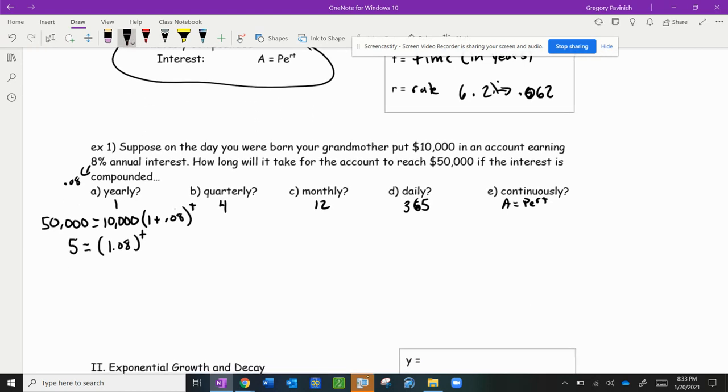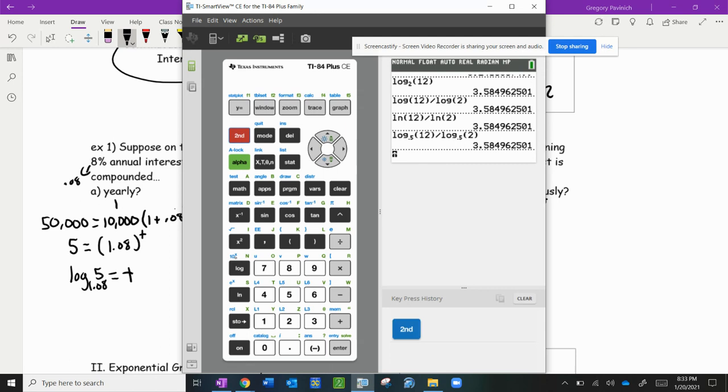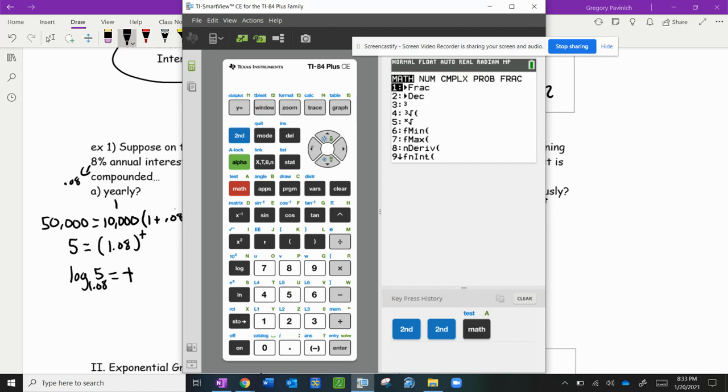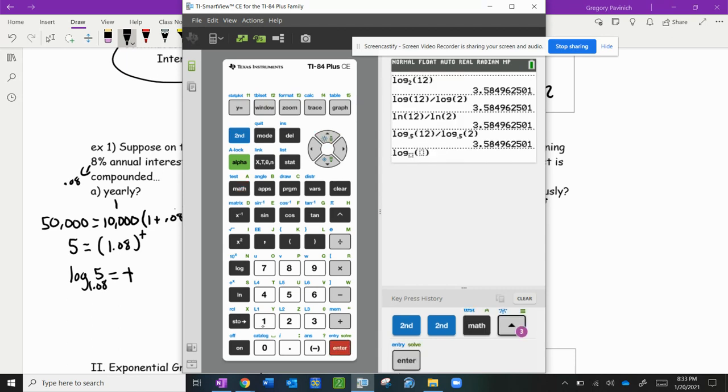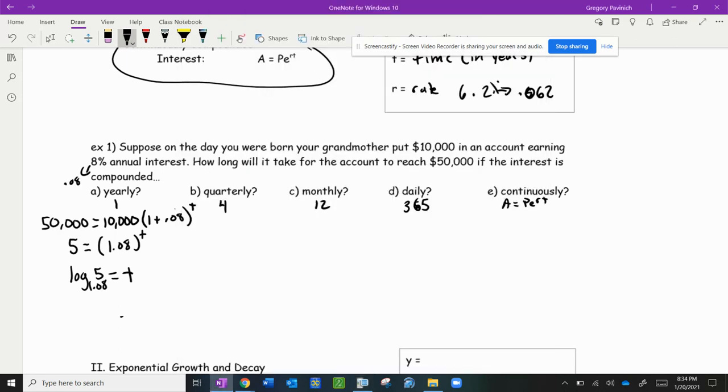So I'm going to do a log base 1.08. The input of this log is the output of the exponential, which is 5, and that is equal to the input of the exponential, which is the output of the log. That's the definition of an inverse. I'm just going to go to my calculator, hit math, hit the up arrow to get there a little quicker, and put in log base 1.08 of 5, and I get 20.9.